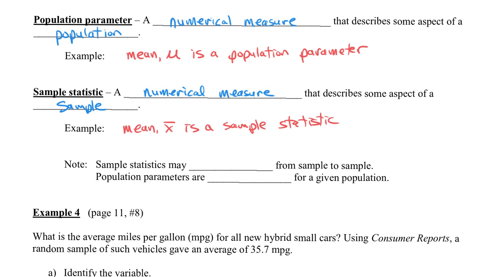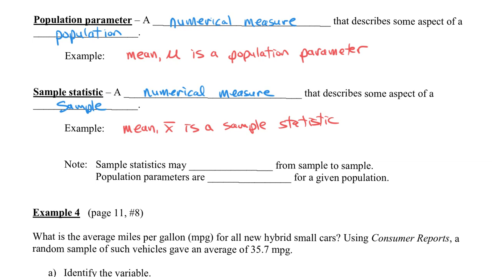So mean, see there's two different means here. The mean mu, which just means the mean of a population. Mean X bar is the mean of a sample. They both mean mean, but they're from different things. This is the mean of data that came from a sample. This is the mean of all the data in a population.